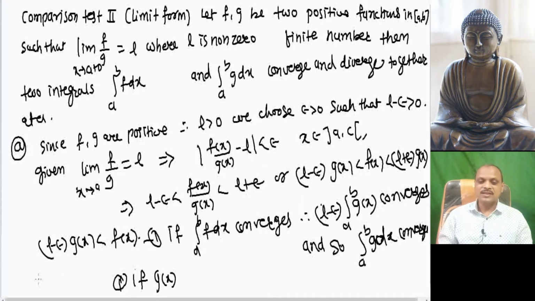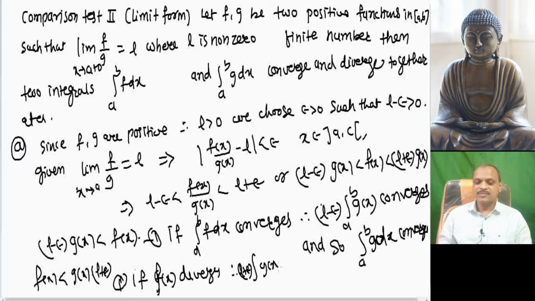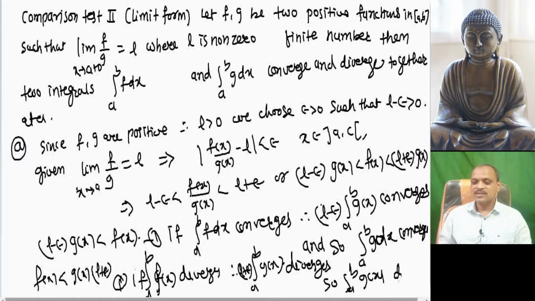So we consider the second part, f of x is less than g of x into L plus epsilon, and if f of x diverges, therefore the integration of L plus epsilon into g of x between the limits a to b diverges by the first comparison test, and so the integration from a to b of g of x diverges. That means whenever f of x is convergent, g of x is convergent, and whenever f of x is divergent, g of x is divergent.